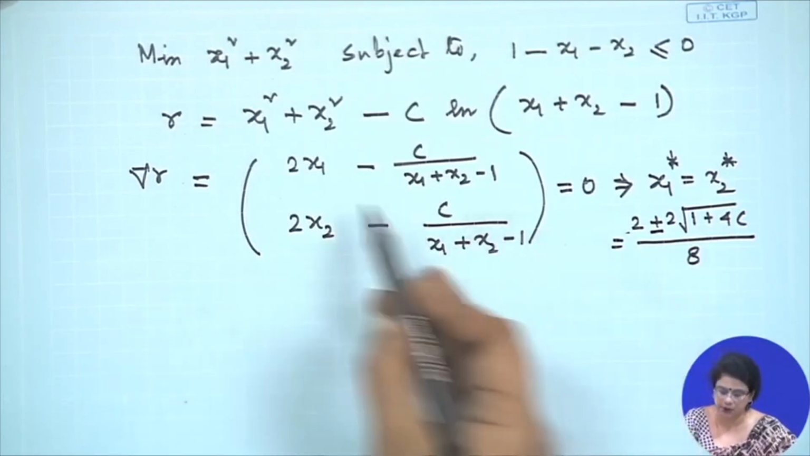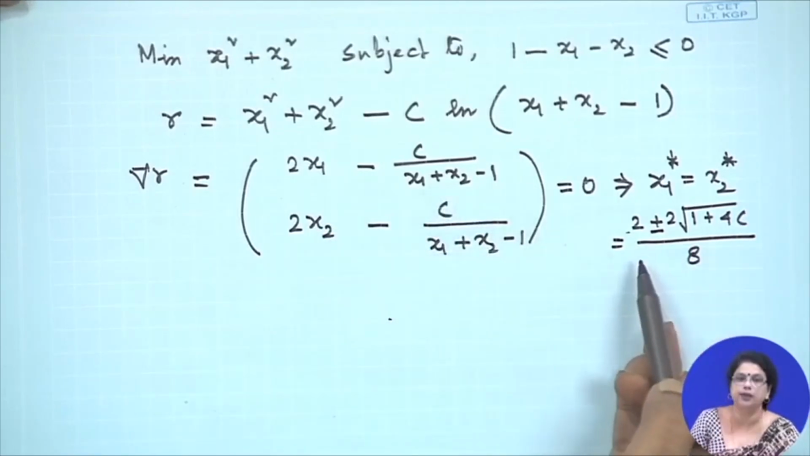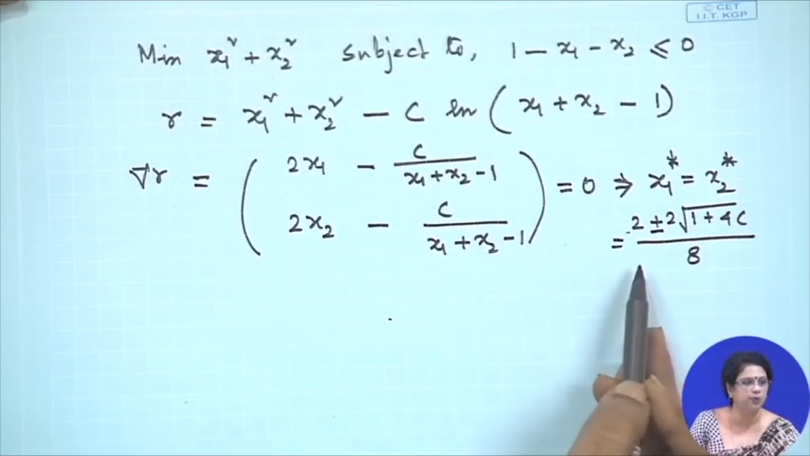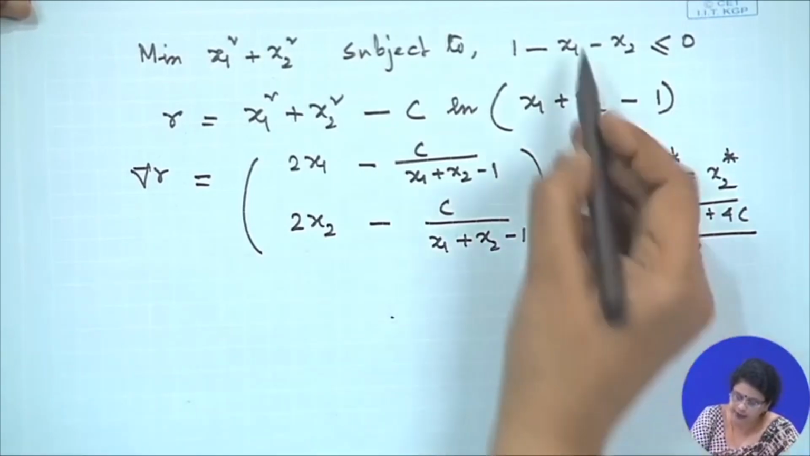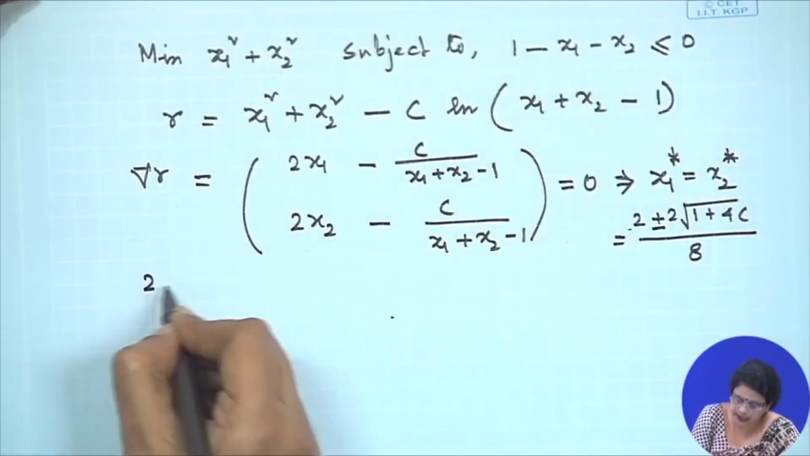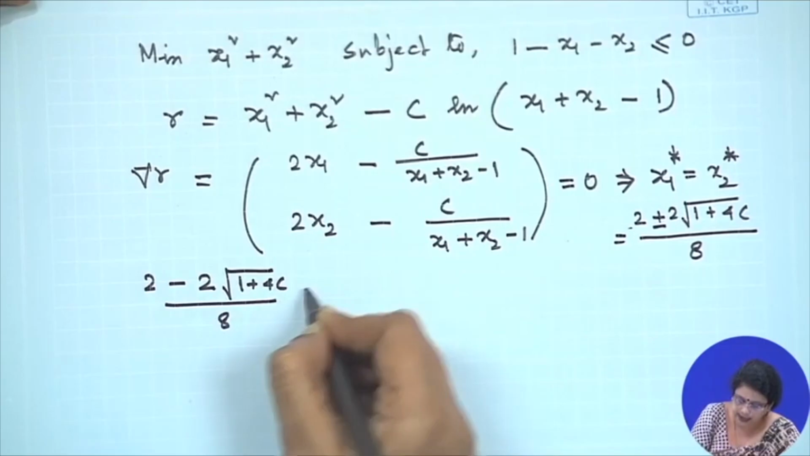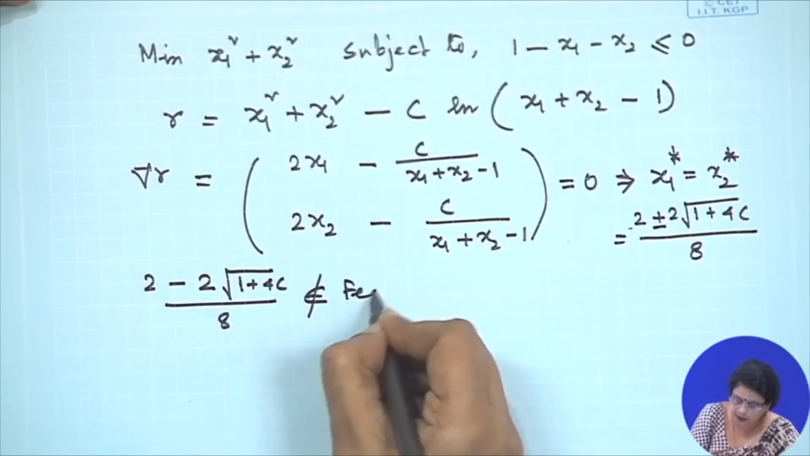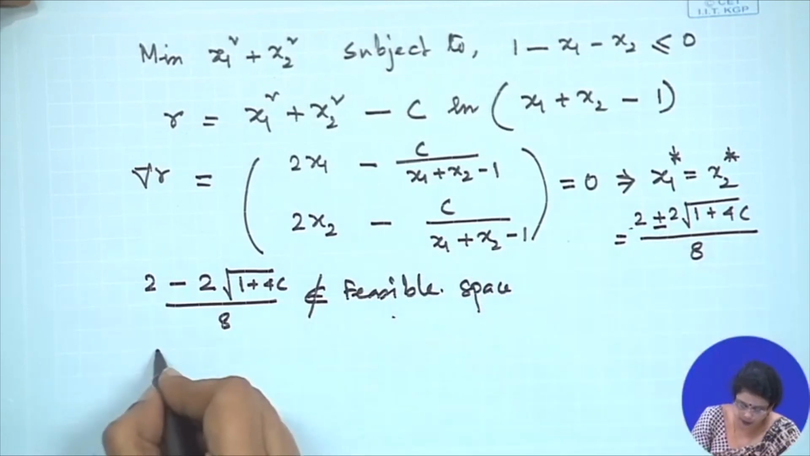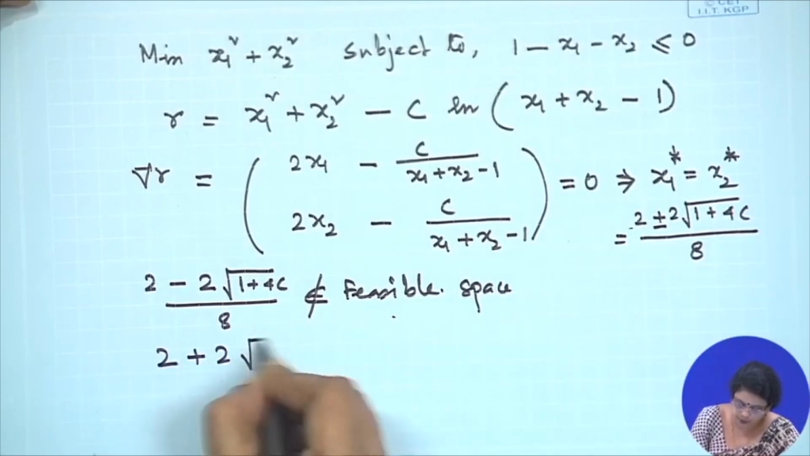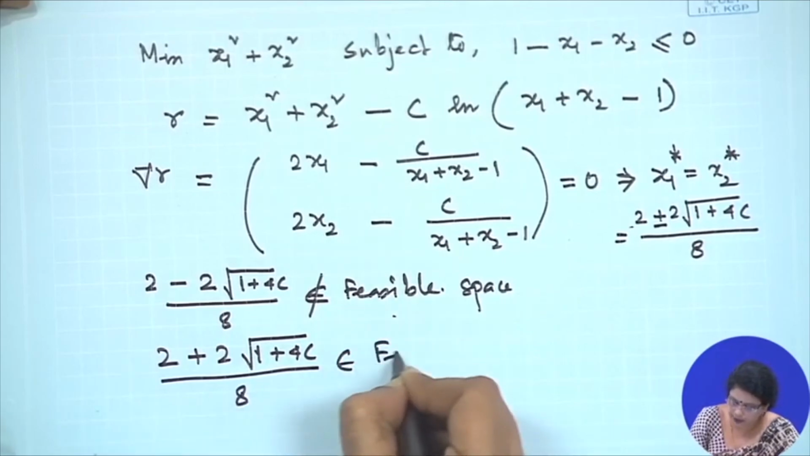Okay, if we substitute x1 equal to x2 here, then we will get an equation of degree 2. From there we will get 2 roots of the equation. Now, one point: if we substitute the values here, we will see that 2 minus 2 root over 1 plus 4c divided by 8 is not within the feasible space. That is why the only point we have in the feasible space is 2 plus 2 root over 1 plus 4c divided by 8.